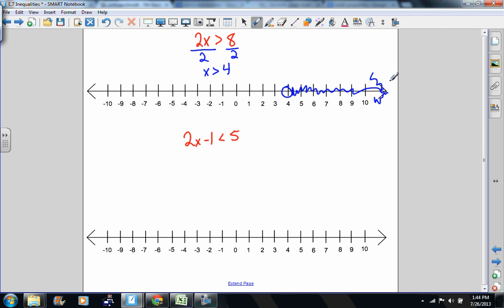Okay. Here on the bottom, it's the same idea. We're going to add 1 to both sides. We get 2x, the symbol stays, 6 here, and now we divide by 2. So we get x is less than 3. So we make our open circle at 3 because there's no line underneath it, and we're going to shade to the left.